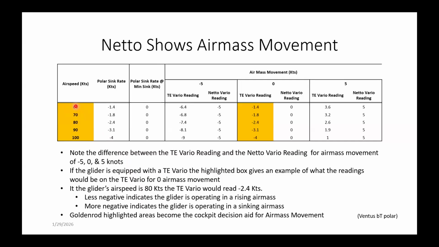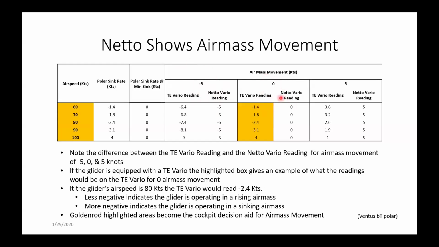If I'm flying at 60 knots, this is based off of a Ventus BT polar, your sink rate is minus 1.4, and the vario reading is showing minus 6.4. The netto reading, in other words, what the air mass is doing, is going down at minus 5. Okay, this is if you're in sinking air.